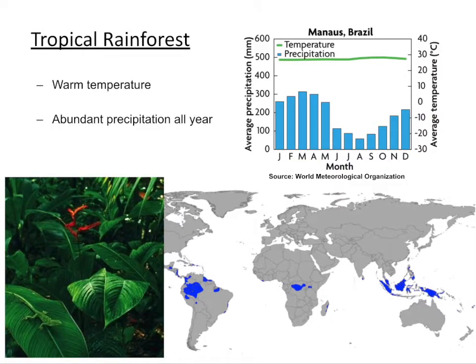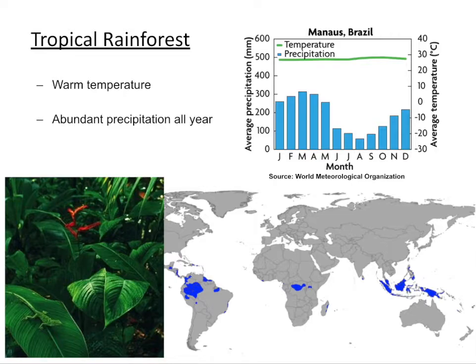So let's take a look at our tropical rainforests. Tropical rainforests, where do we see these on the map? So we see Southeast Asia nearby. Neighboring us, we see South America, Central America, Africa.